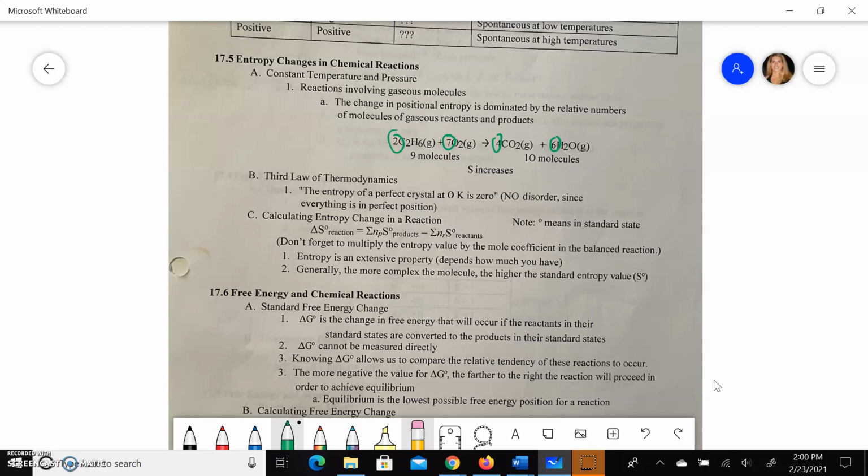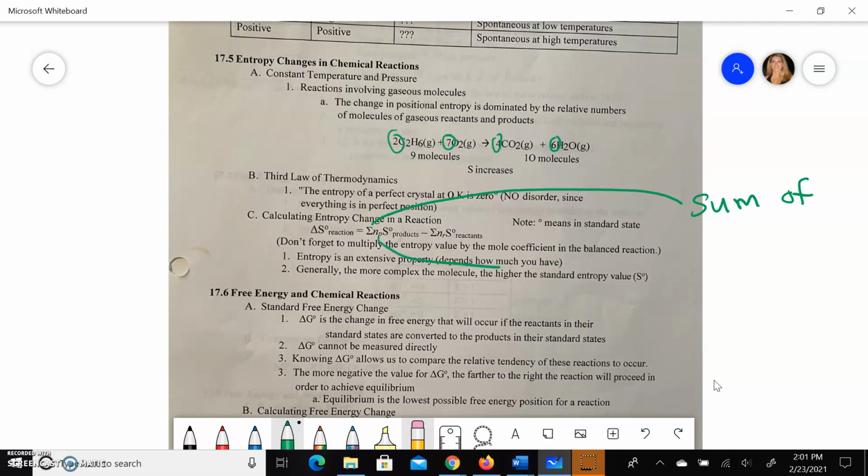You're going to calculate entropy in some of the progress check problems, and this is the equation that you're going to use. Notice that it's exactly the same as a delta H equation that you used, except now we have entropy instead of delta H. So it looks super complex, but if you know what these symbols mean, it's not too bad. So this sigma right here means the sum of. So you're going to add together all of the products and then subtract the reactants. Do be careful and make sure you do final minus initial, so products minus reactants.